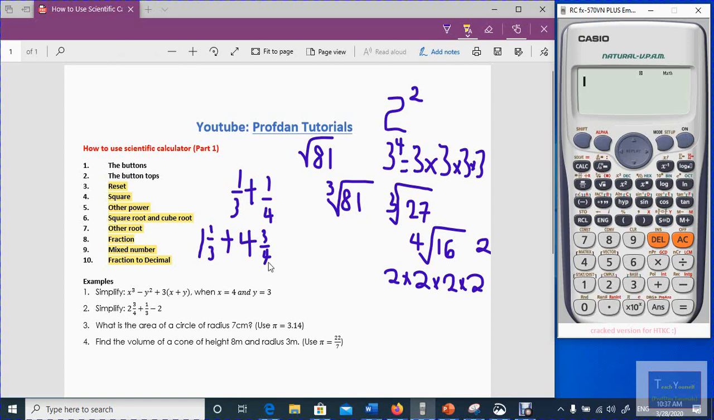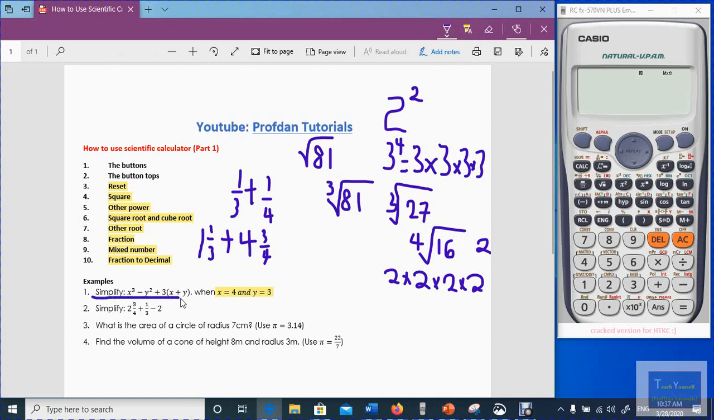Quickly, let's see how we can utilize this in solving some real life exam questions. Should calculator be allowed? How do you do this? Example 1. Simplify x raised to power 3 minus y raised to power 2 plus 3 into bracket x plus y, when x is 4 and y is 3. Okay, so how do you do this?